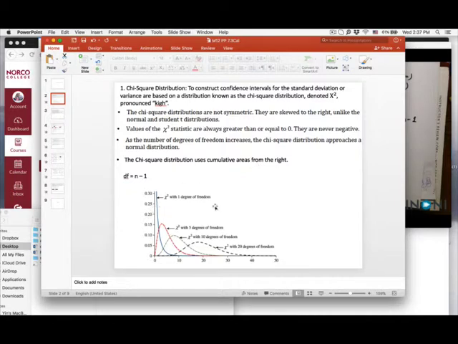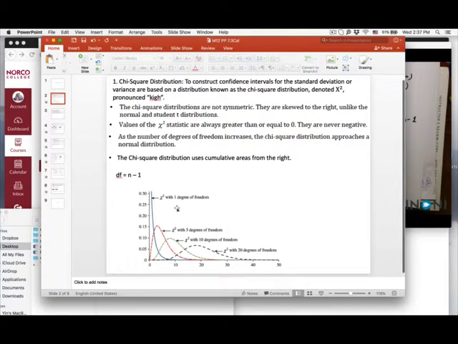Look at this picture here. This is the chi-square distribution when the degree of freedom equals 1. If we increase the degree of freedom, like here, degree of freedom equal to 5, it's going to become like that. Equal to 10, equal to 20. You can see if you increase the degree of freedom, it will approach the normal distribution also. But even though it approaches the normal distribution, it's still greater than or equal to 0, never negative.